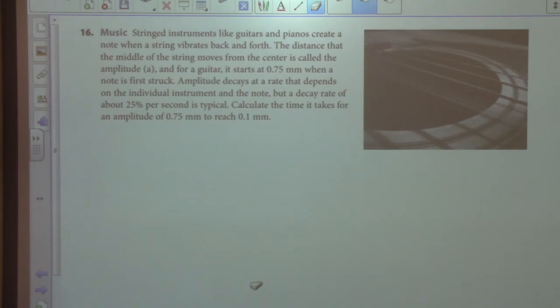Music, stringed instruments. I guess we could do an experiment with the guitar strings over there.